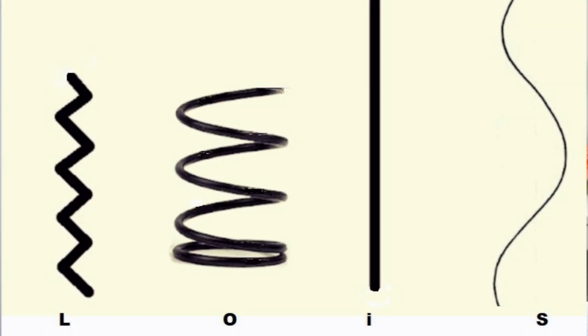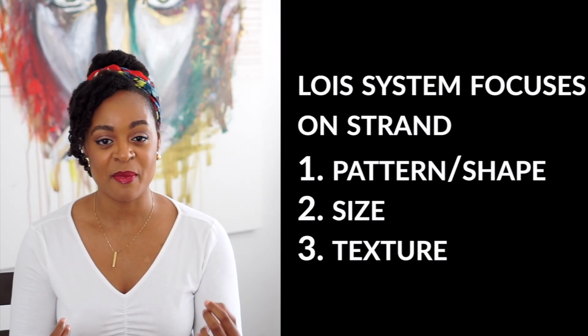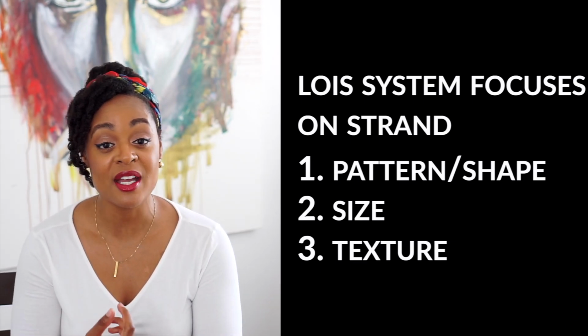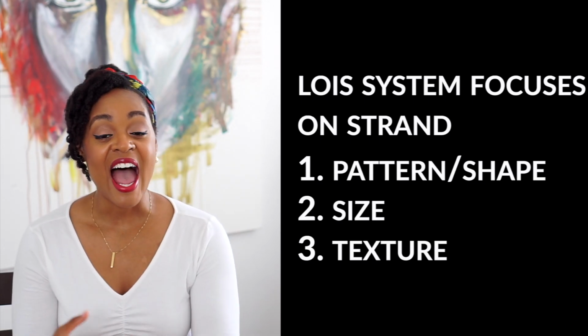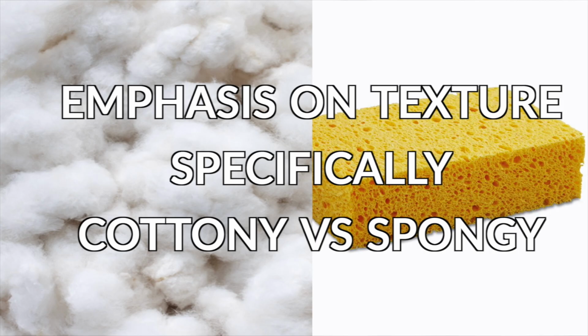So in today's video, we're going to talk about the LOIS Hair Typing System. I like to call her Lois. The LOIS system focuses on hair strand shape, size, and hair texture. Side note, this video is going to have an emphasis on texture, specifically telling the difference between the two texture types, cottony and spongy. Don't worry though, more on that later. So I'm going to gather all this knowledge that I'm going to share with you in this video. I'm going to look at my own hair texture and see if I can figure this out. Here we go. The LOIS system, my girl Lois.